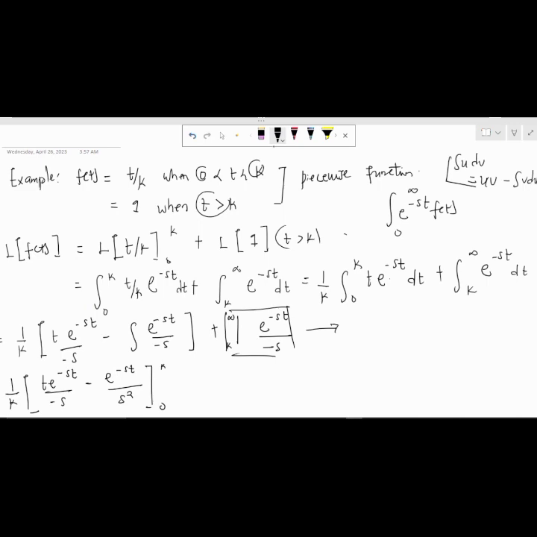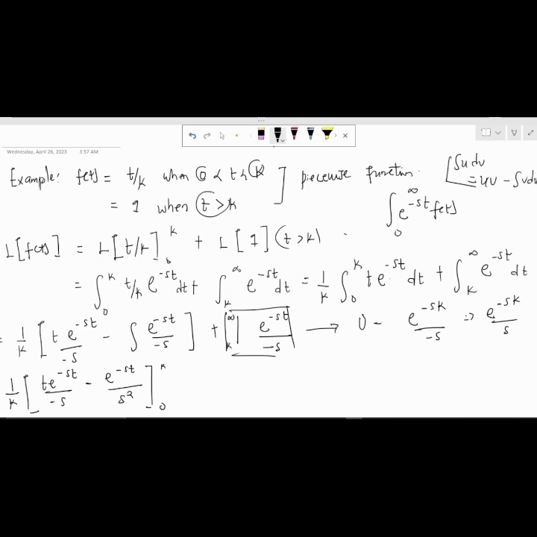So we're going to have 0 minus e raised to power minus sk over minus s. This should give us plus. So we already have this here. We have e raised to power minus sk over s. So let's work on this here.